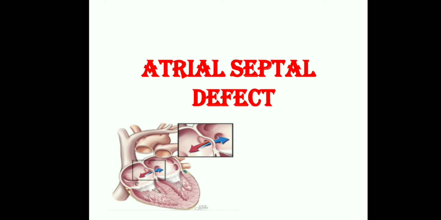Next we will discuss the atrial septal defects. This atrial septal defect comes under which condition? Here it is a left to right shunt. Left to right shunt means this is the right side of the heart, this is the left side of the heart, and the shunt is from left to right.